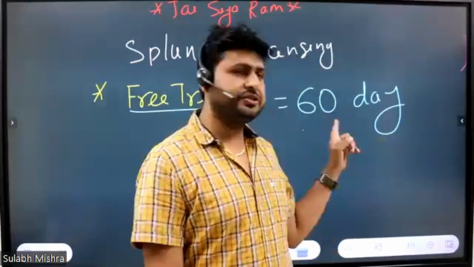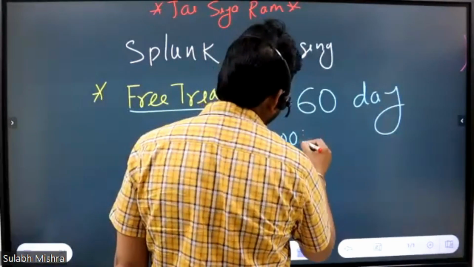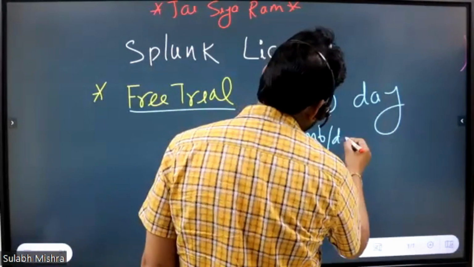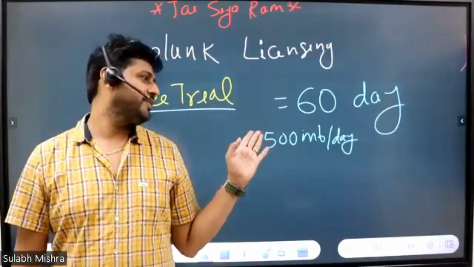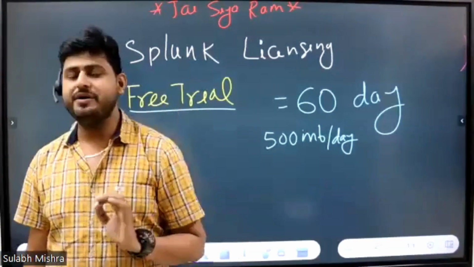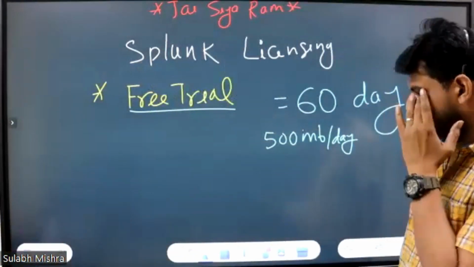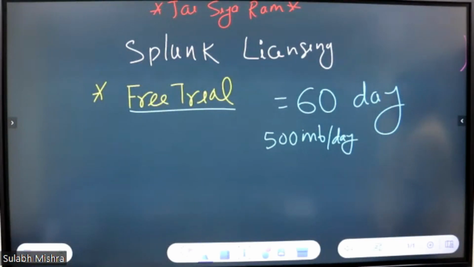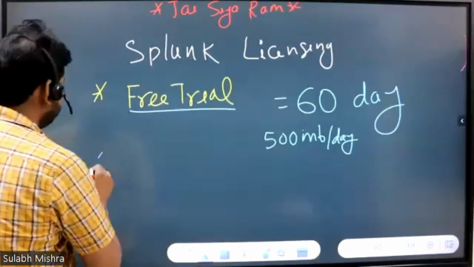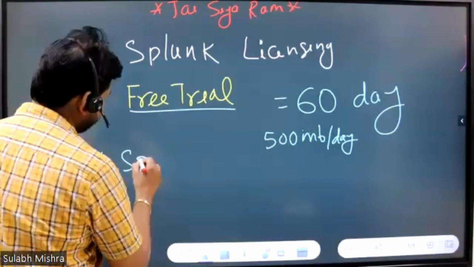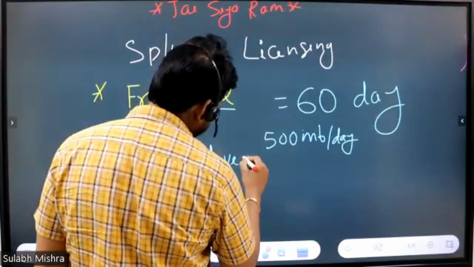But the limitation is 60 days, and the index data size is 500 MB per day. Got it? That means that particular instance can receive up to 500 MB per day. Clear this? Yes. Okay. Next license is the Splunk developer license.